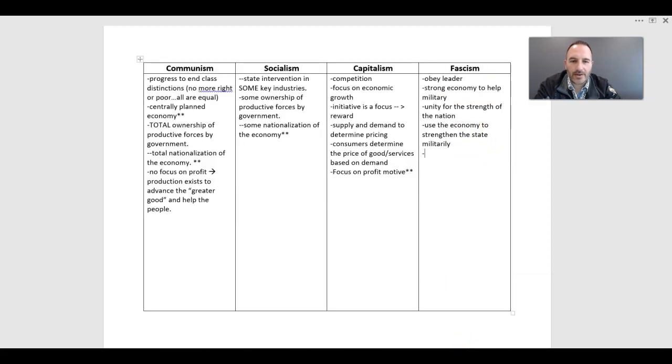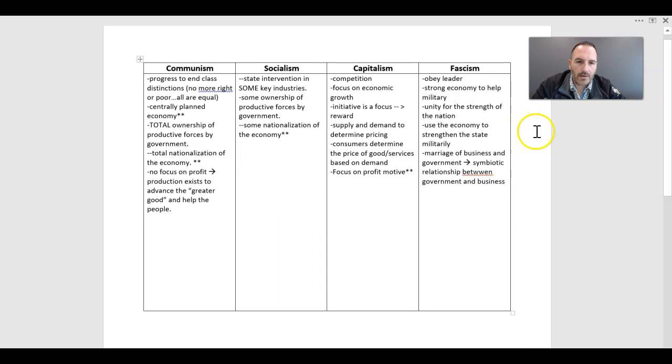And what we're going to put here is the marriage of business and government. So fascism is the marriage of business and government. And maybe you've heard this term before, maybe you haven't, but it is a symbiotic relationship between government and business. So we have a symbiotic relationship.